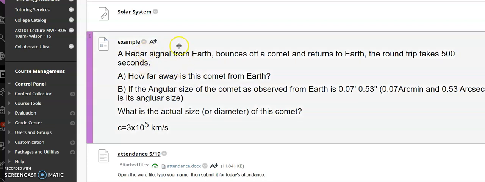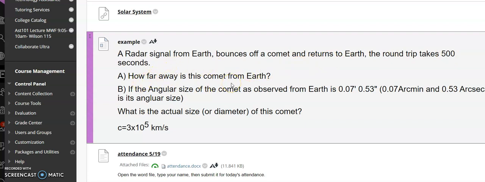All right, I'm going to do this example. We have a radar signal that leaves Earth. It bounces off a comet and then returns to Earth, and the round trip time takes 500 seconds. Okay, so our first question is how far away is it?